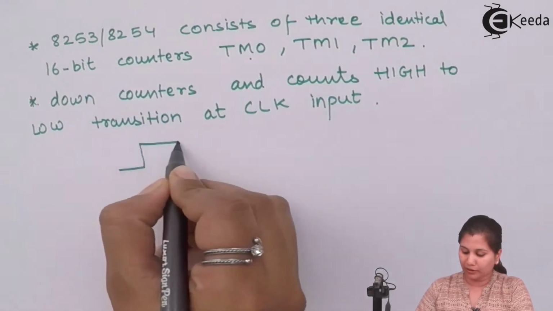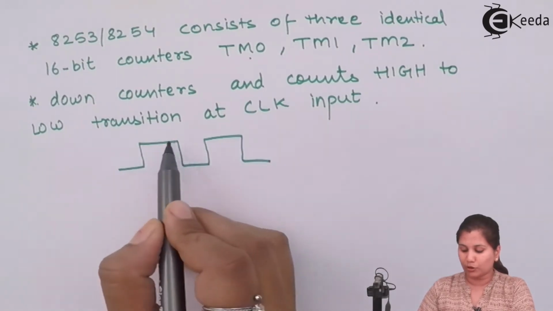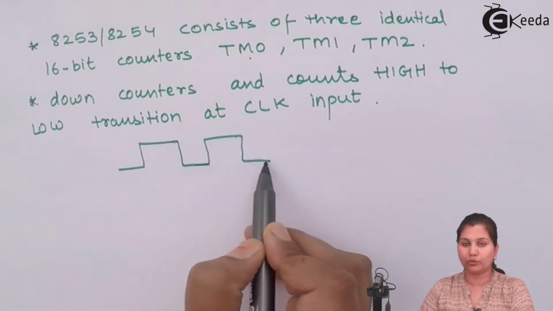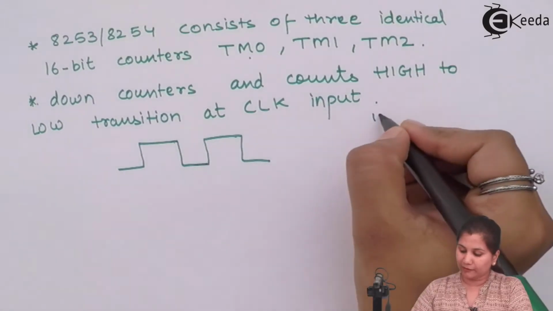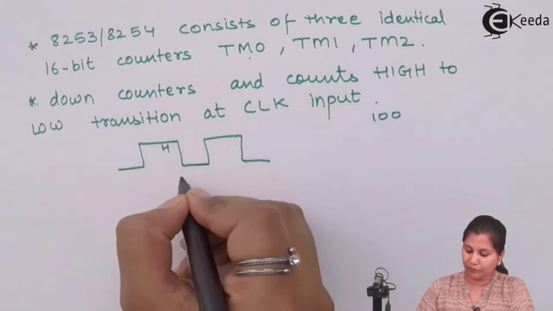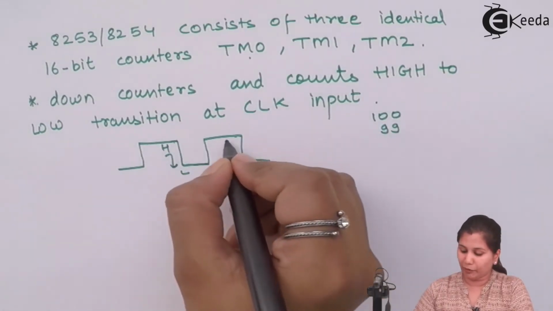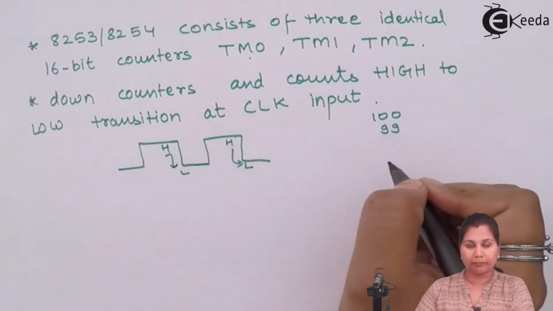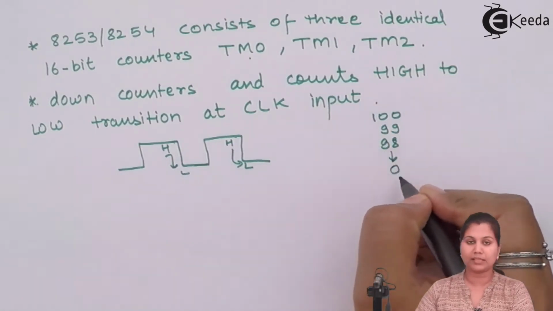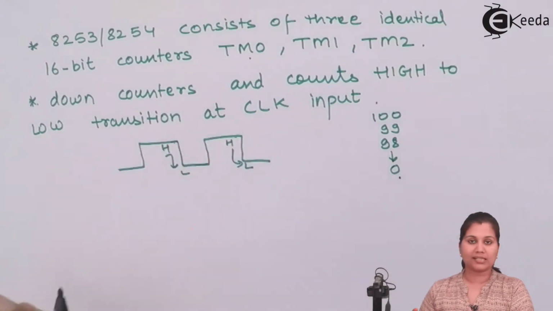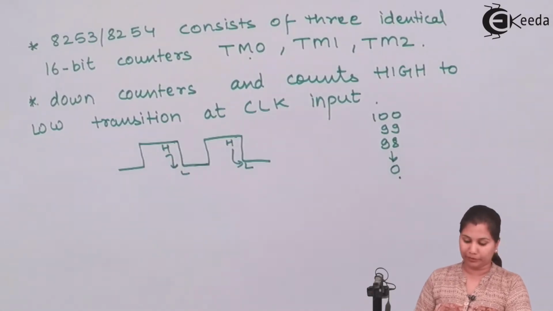Suppose we have a clock pulse here, this is high and this is low, so at every high to low transition the counter is going to decrement. Suppose we have started with 100, so when it goes from high to low, it will decrement the counter by 1, it will become 99. Then again from high to low it is going to decrement the count, it will become 98. In this way the counter will work till it becomes 0.